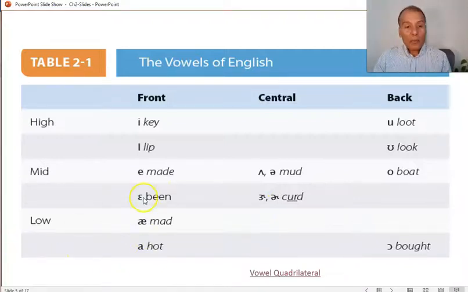So in here the epsilon, we call it as in bed, or head, red, and then you have the schwa as in curd. So that example is for the first one. The second one, they should have given a different example because these are two different phonemes. And then you have the U as in look and the O as in boat. And then you have the O as in bought.